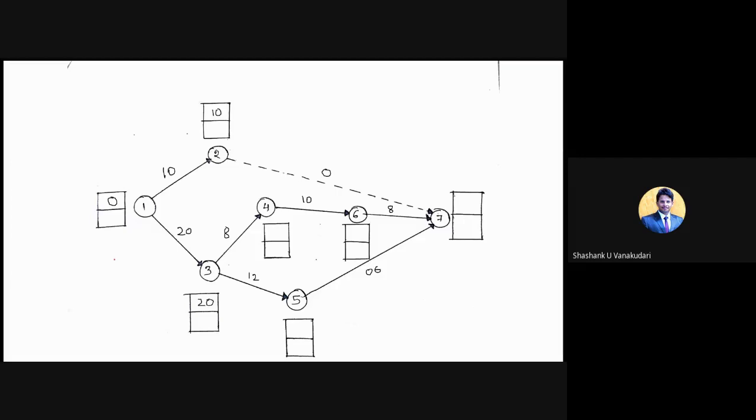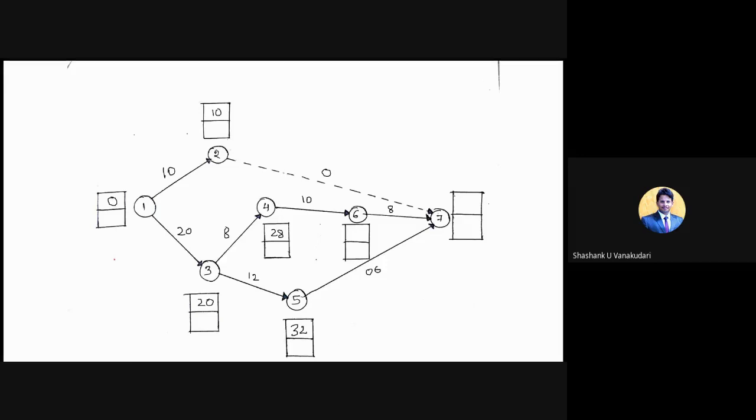Okay, and then this 20 plus 8, I can write it as 28 here. So this box belongs to node 4. Okay, and then this 20 plus 12, how much is it? 20 plus 12 is 32. I'm writing it here, and then we come to the top arrow, that is 10 plus 0.